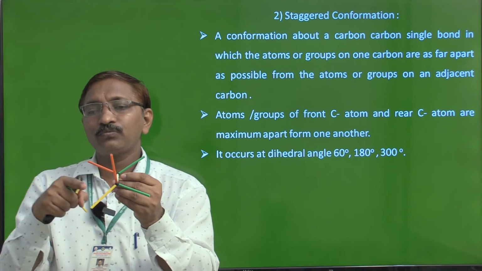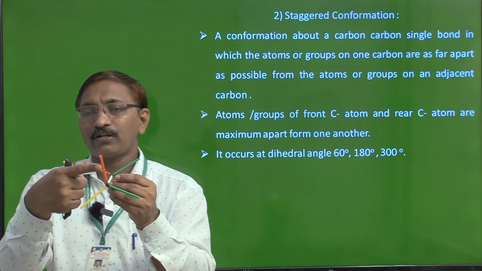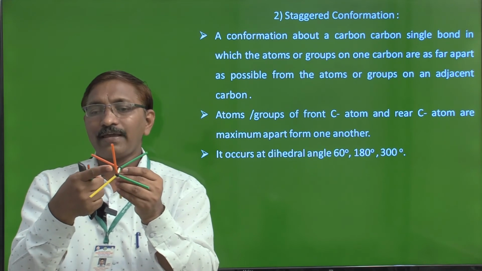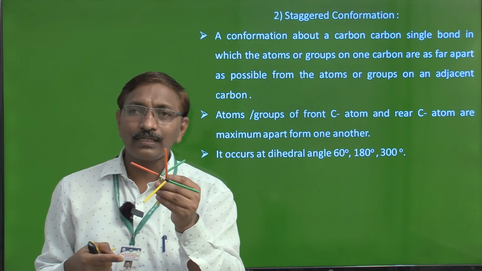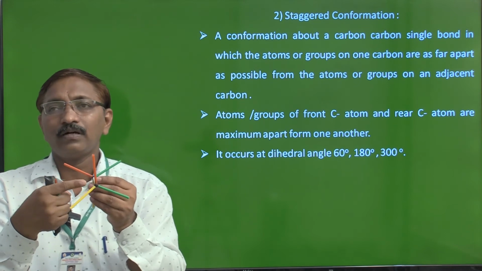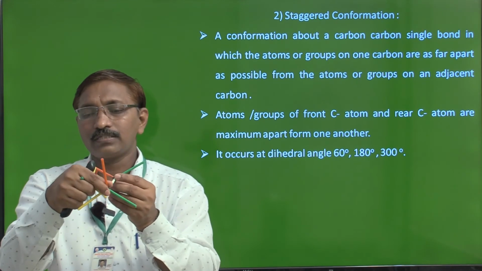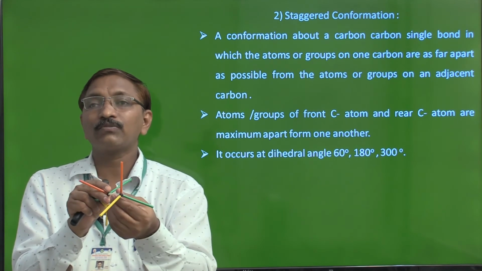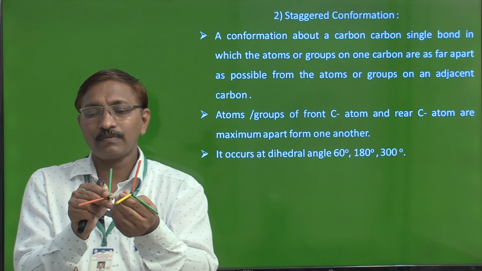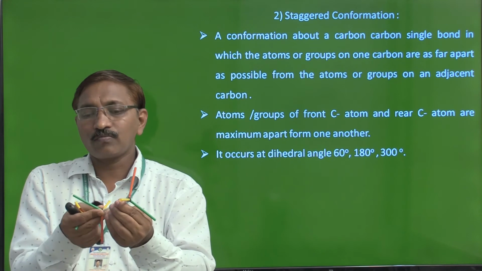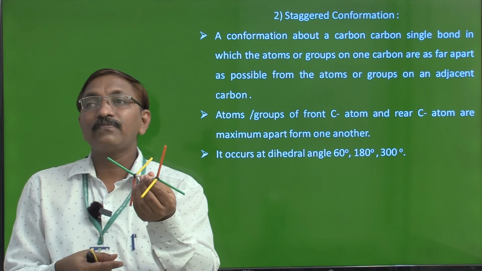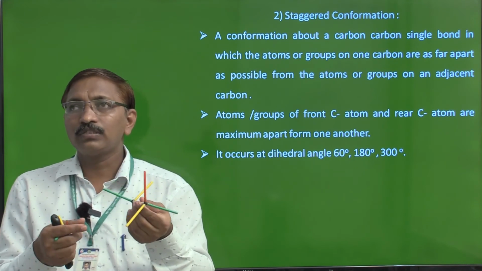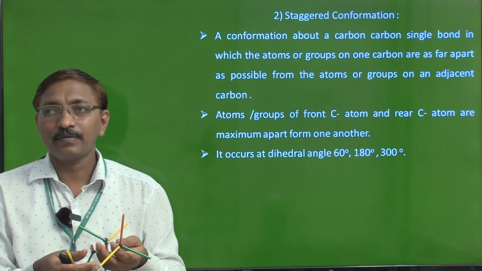With respect to the front carbon atom hydrogen and rear carbon atom hydrogen, the red ones have a dihedral angle of 60 degrees, so they are maximally away. When we rotate this, as we know, it is a conformational isomer, so interconversion by rotation across the carbon-carbon single bond takes place. We can rotate and observe a number of different isomers. Okay, so this is the staggered conformation.